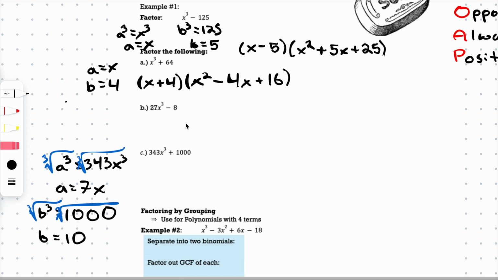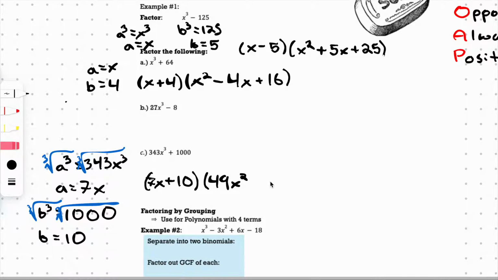Now we just want to sub that into our formula. So since this is sum of cubes, we first want to start off with a plus b, so 7x plus 10. Now we want a squared, so 7x squared is going to be 49x squared, since we want to square both the 7 and the x.